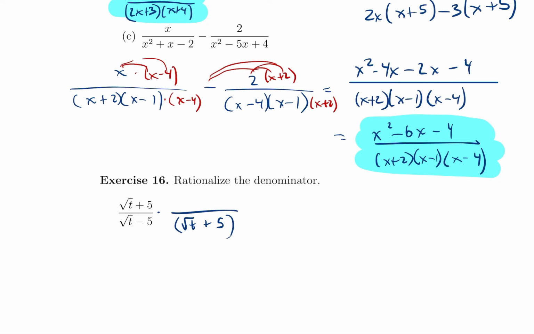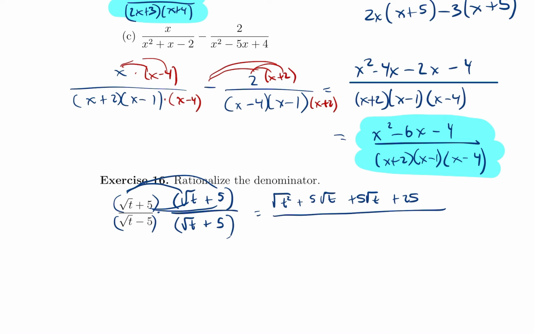And we're rationalizing the denominator, not the numerator. That's why we're taking the conjugate of the denominator. And whatever you do to the bottom, you must do the same exact thing to the top to keep it equivalent. And now we just have to expand the top and expand the bottom. So let's start with the top. So we do first, we're going to get radical t squared, outer plus 5 radical t, inner plus 5 radical t again, and last plus 25.